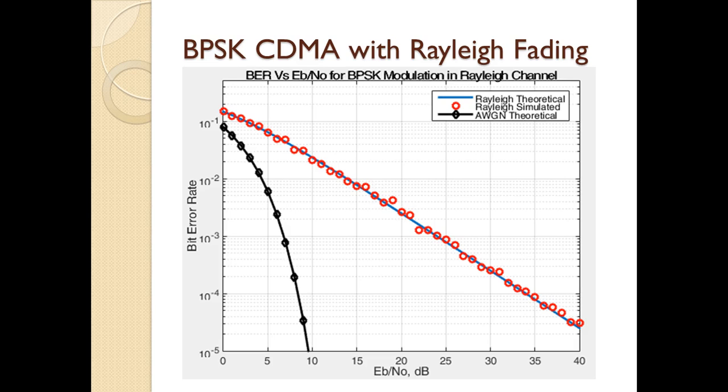The CDMA system subjected to a Rayleigh fading channel requires a much larger signal-to-noise ratio in order to achieve the same bit error rate as a system only subjected to noise. The system in noise requires a signal-to-noise ratio of more than 5 dB to achieve a BER of less than 10 to the minus 2, while the system in a Rayleigh fading channel does not achieve the same BER until the signal-to-noise ratio is over 15 dB. The BER due to additive white Gaussian noise is an effect that can be much more easily overcome than Rayleigh fading.